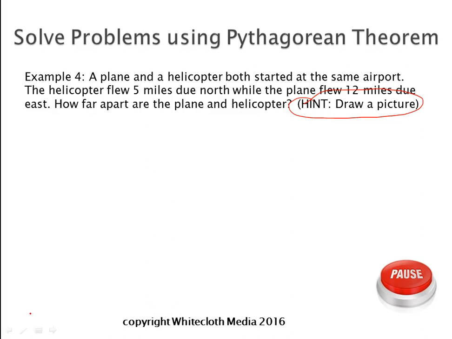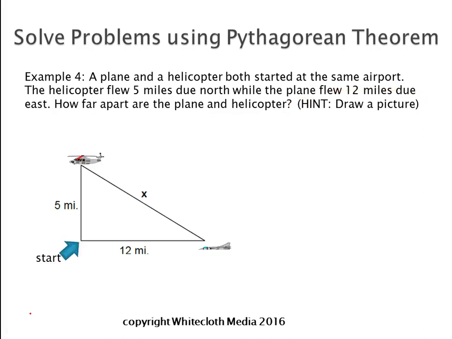Alrighty, did you draw a picture? I cheated a little bit. Here's my picture. Both a plane and a helicopter start at the same point, the same airport, I'm sorry. The helicopter flew 5 miles due north. Now if you remember, this is north. Opposite of north is south. Then you have the east side and you have the west side.